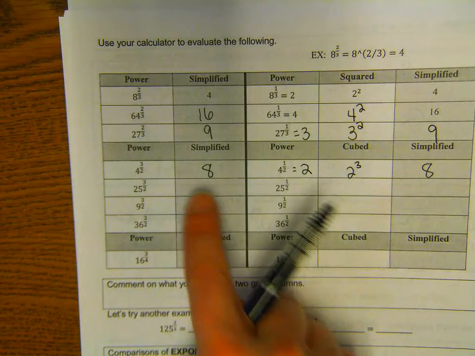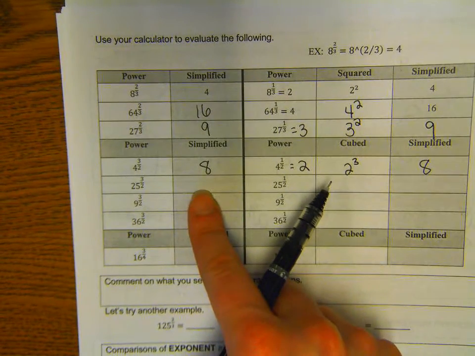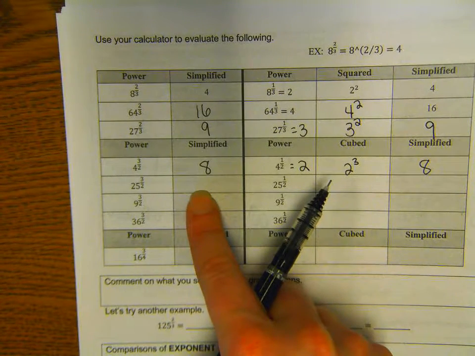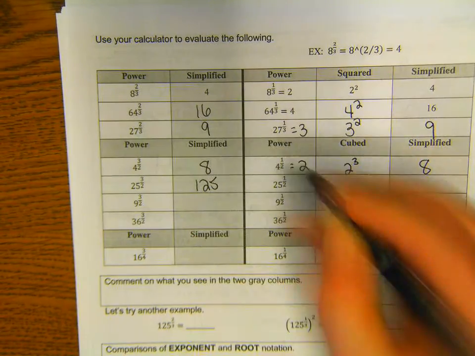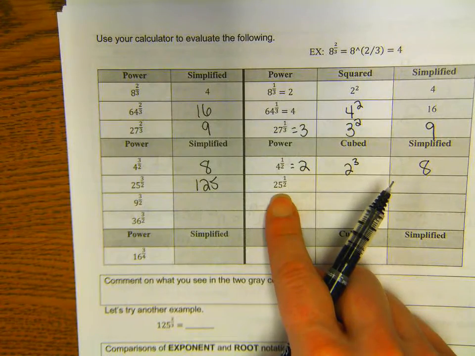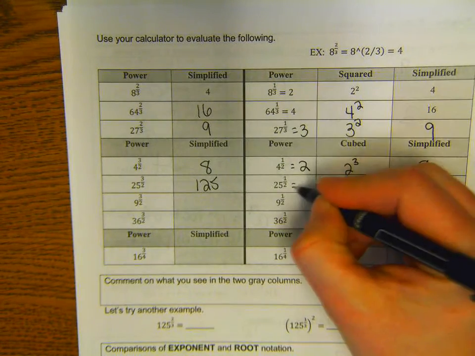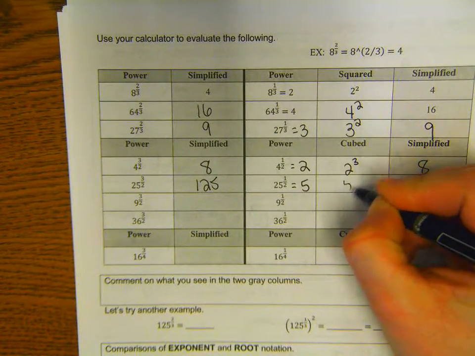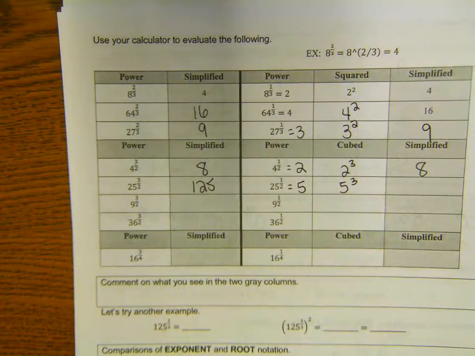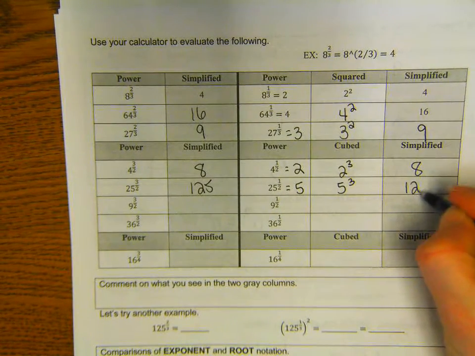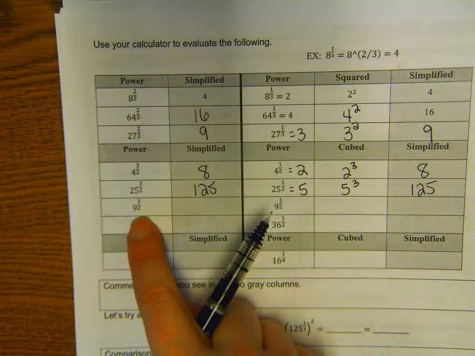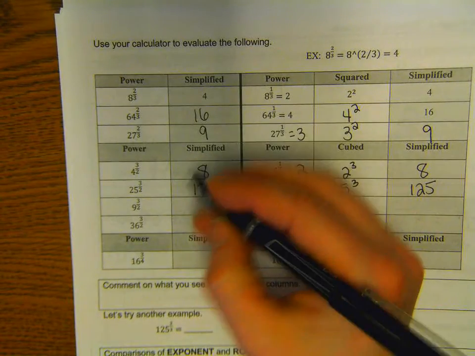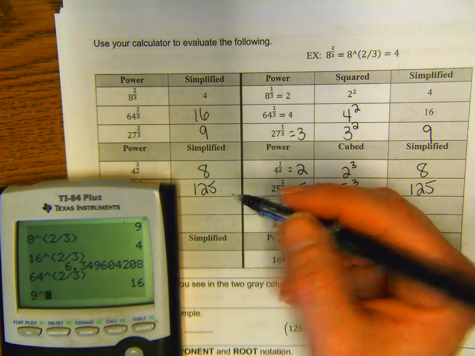Alright, let's try 25 to the 3/2 power. What do you get? 125. Now let's break it down. What's 25 to the 1/2? 5. What's 5 cubed? 125. Alright, what's 9 to the 3/2 power? 27.